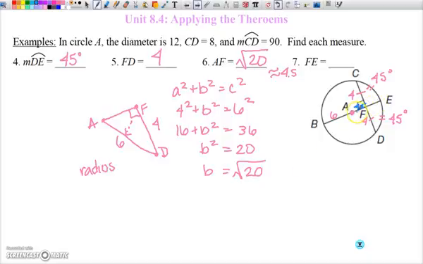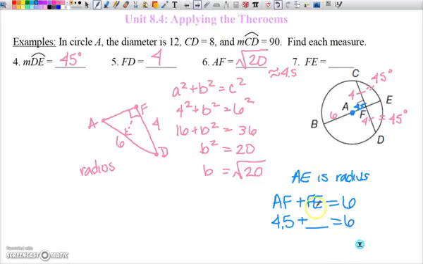Okay, well, FE, or not FE, I'm sorry, A to F, because we're looking for FE. From A to F is a total of 6 because AE is a radius, right? So if AE is a radius, which I can't get on there, dang it, try this again. There we go. AE is a radius. Well, AE is made up of AF plus FE, right? And we know that the radius has to be 6. So if AF is 4.5, we need to know what we would add to that in order to get 6, and it comes out to about 1.5. And so that would be your answer for FE.